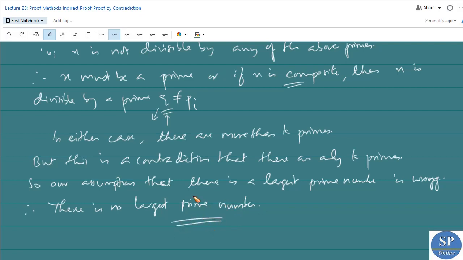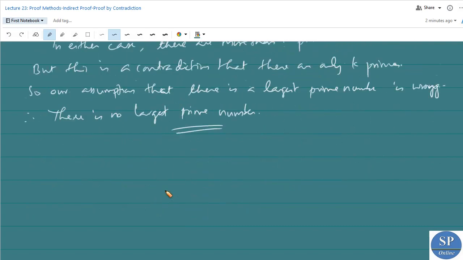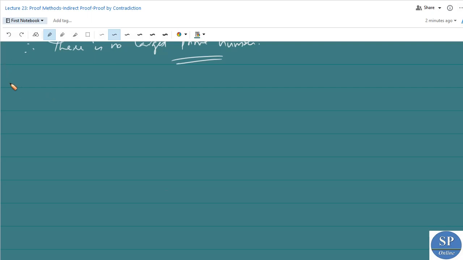So here, to prove the above statement by contradiction, we have assumed that the conclusion is false, then we have arrived at a contradiction. That is the method of proof by contradiction. Next, we can do one more problem. Prove by contradiction root 2 is irrational. So how to prove this by contradiction?